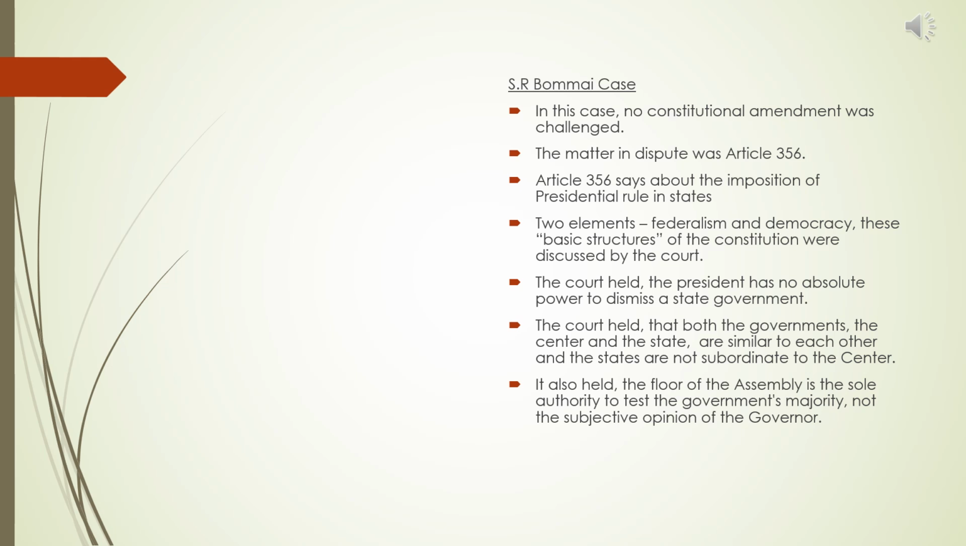the court applied the doctrine of basic structure and held, as per Article 356, the President has no absolute power to dismiss a state legislature. And both the center and the state governments are equal to each other, and the state governments are not subordinate to the center. The court also remarked that it is the floor of the state assembly that will decide the state government's majority and not the subjective opinion of the governor.